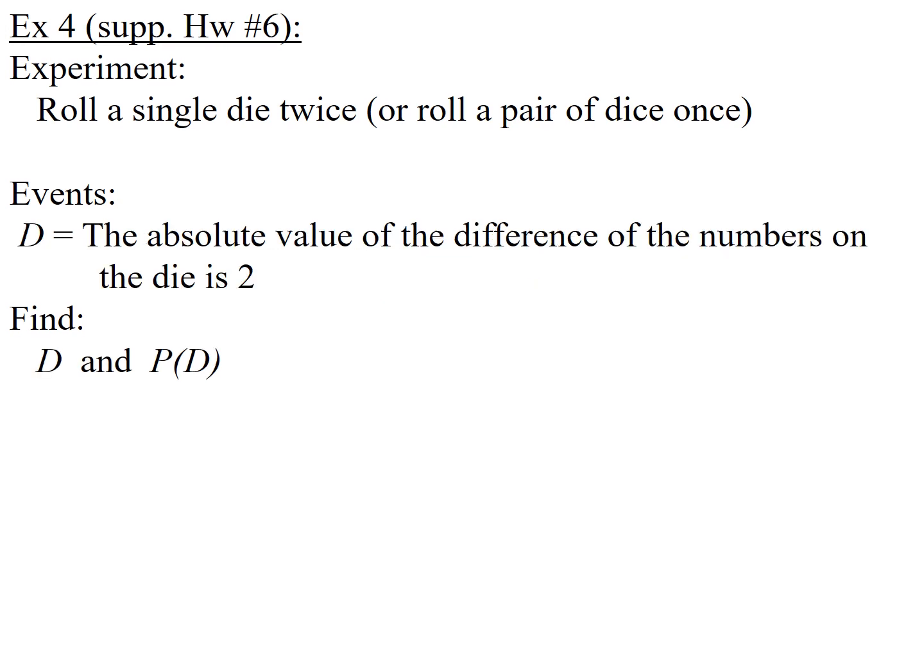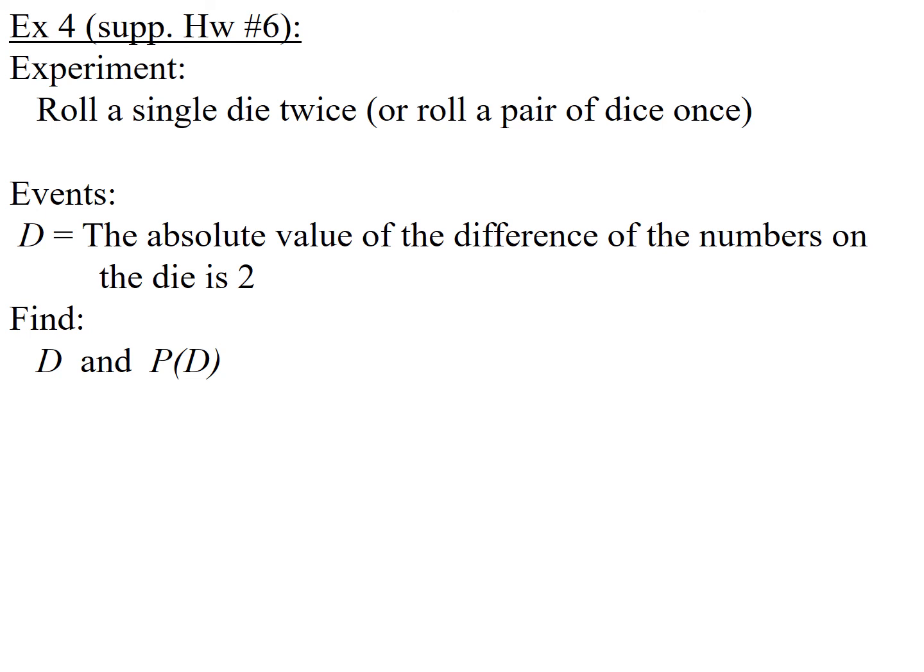Let's look at D. Okay, now I worded this one like this so I can be clear, but it may start to get unclear. Let's see what it says. So D is the event that the absolute value of the difference of the numbers on the die is 2. All I'm trying to say here is the two numbers on the die are 2 apart. The difference between the numbers is 2.